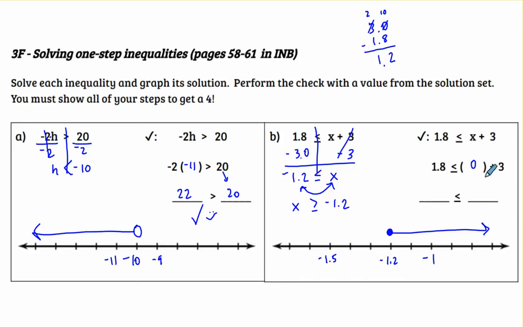So 0 plus 3, of course, is 3. And I bring down this number here and I ask myself, does this make sense? Is 1.8 less than or equal to 3? Yes. So I know that I've gotten it right. Woohoo!